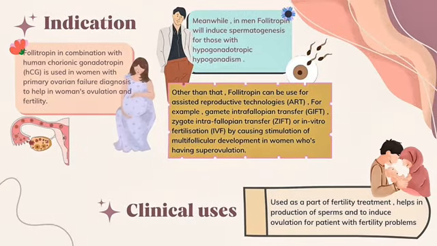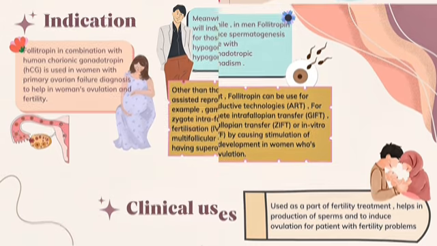Follitropin has some crucial uses for women. It is often used along with another hormone such as HCG to help with ovulation and fertility, especially in those who have primary ovarian failure. And for men, Follitropin helps in the production of sperm, particularly for those with a condition called hypogonadotropic hypogonadism. This shows that this drug is a key part of assisted reproductive technologies such as GIFT and IVF, which help women to produce multiple follicles for egg retrieval.